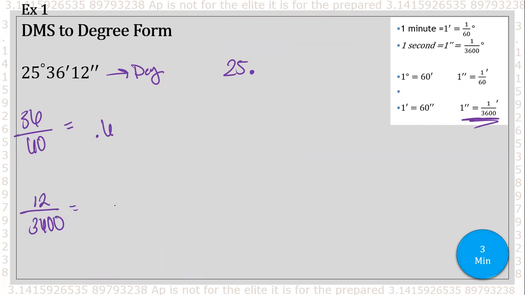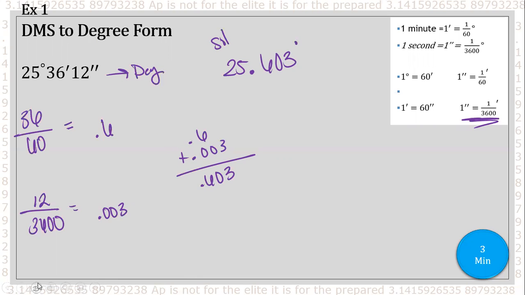My 12, I'm going to do the same thing and divide it by 3,600, because that is what 1 second is compared to degrees. We divide that, and it gave 0.003. If I add my 0.6 plus my 0.003, I can see that 0.603 will be my decimal place for this degree. So my solution should be 25.603 degrees.